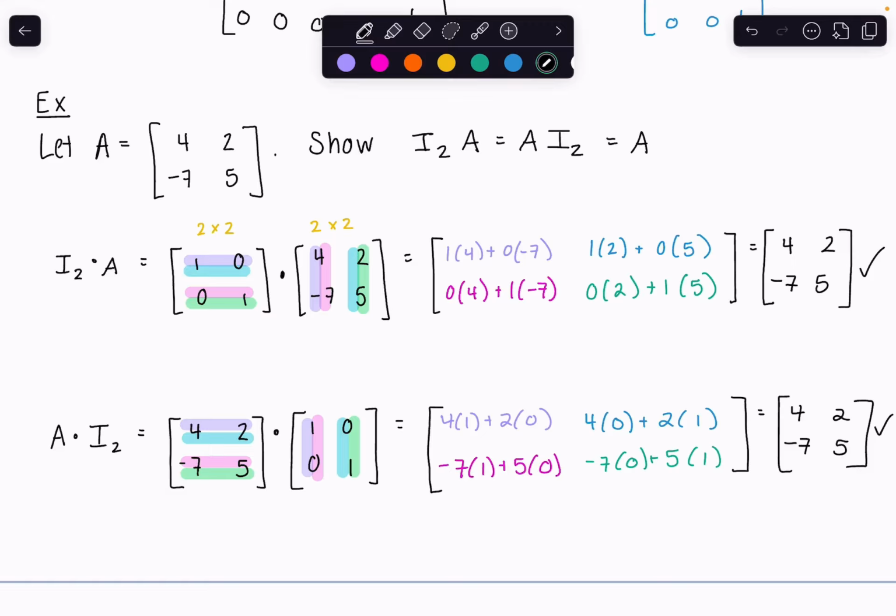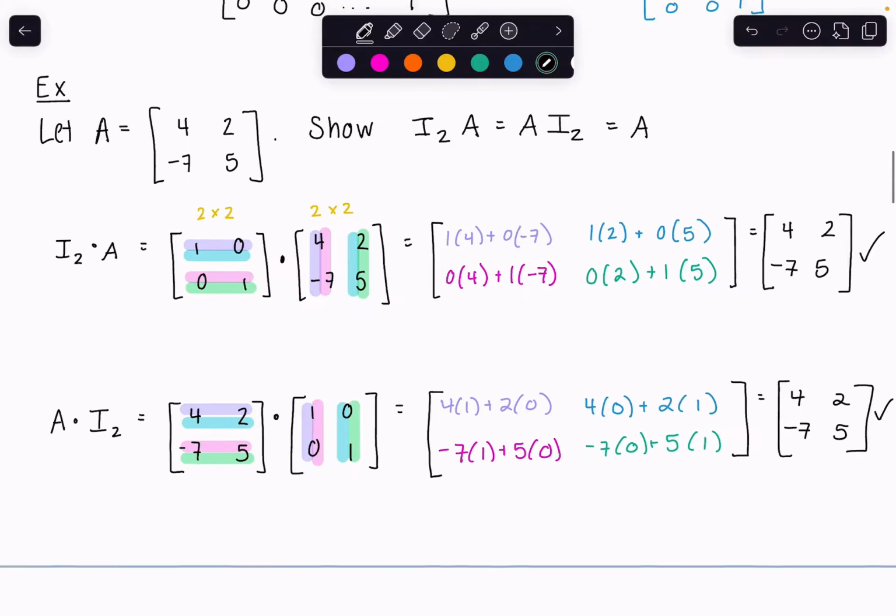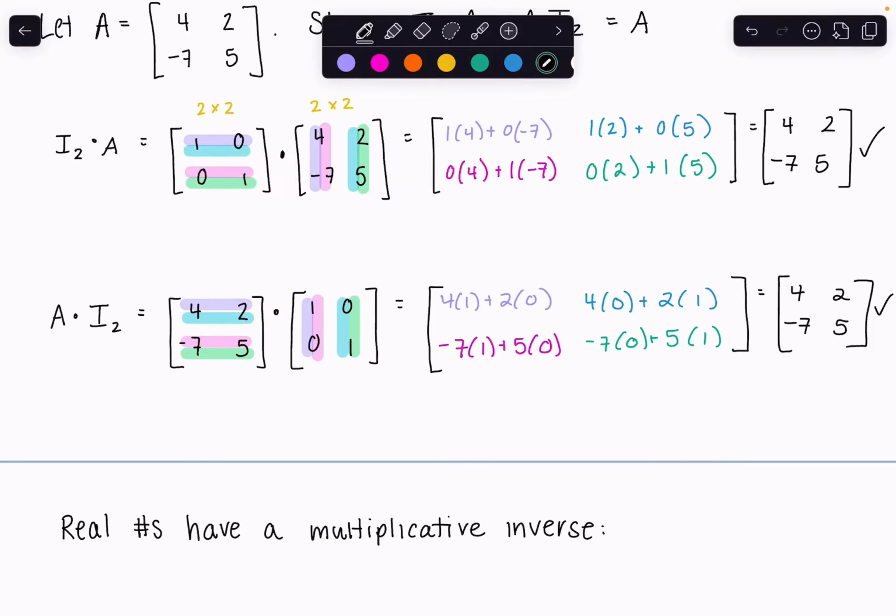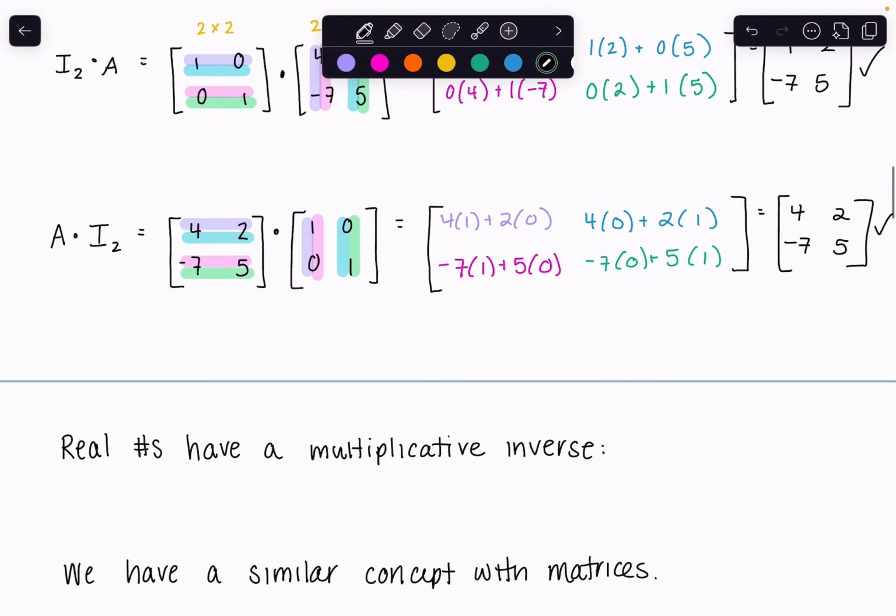This idea leads into a concept of an inverse. So real numbers have a multiplicative inverse, which is how you get back to that identity number. So if I take a real number and I times it by its reciprocal, that lands me back at the identity, assuming that this number is non-zero. That's the only one that doesn't have a multiplicative inverse, okay?